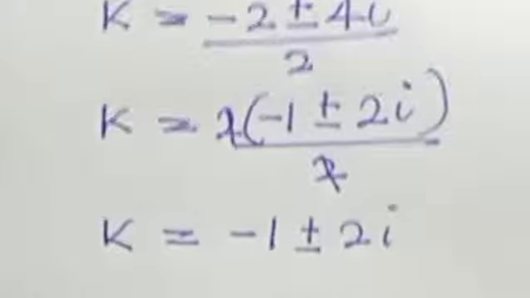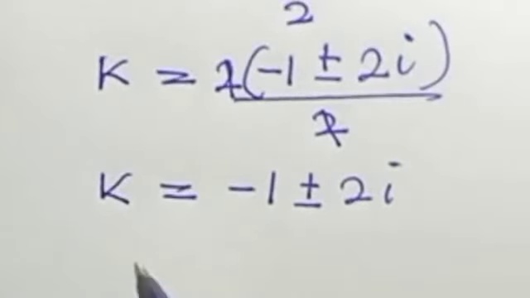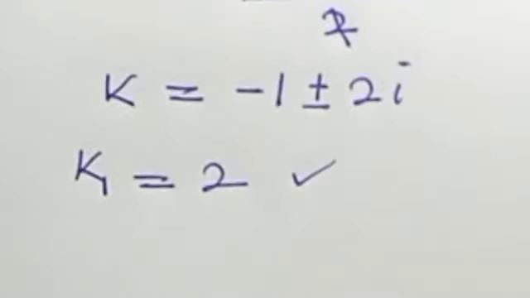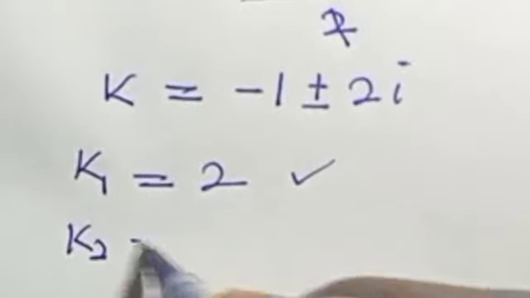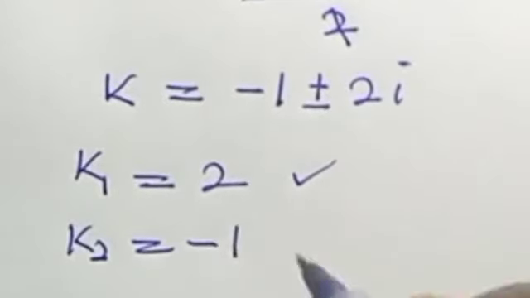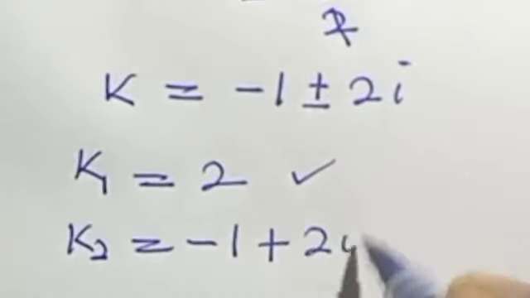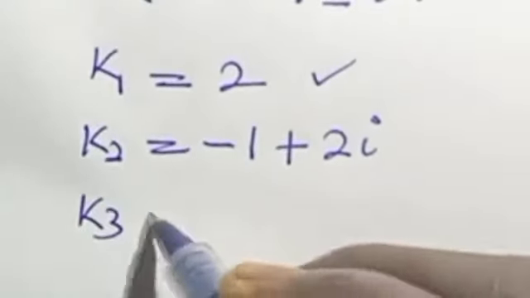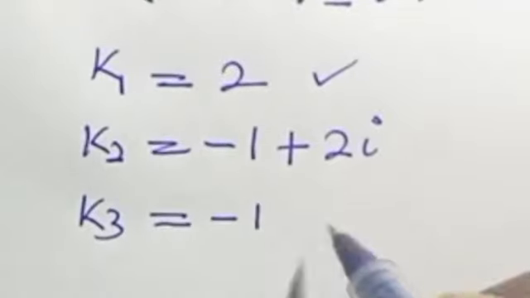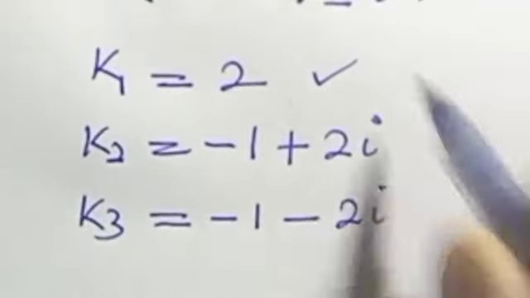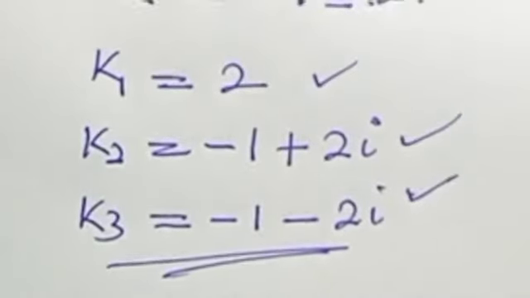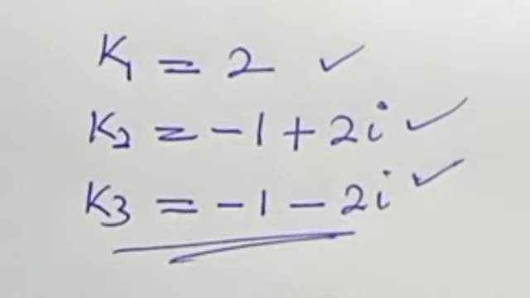So these are our final values for k. The first value for k, k1, will be equal to 2, the one we got previously, and the second value, k2, will be equal to minus 1 plus 2i, and k3 will be equal to minus 1 minus 2i. So these are the three values of k that can satisfy our original equation.